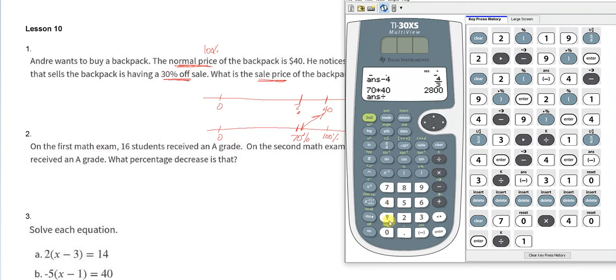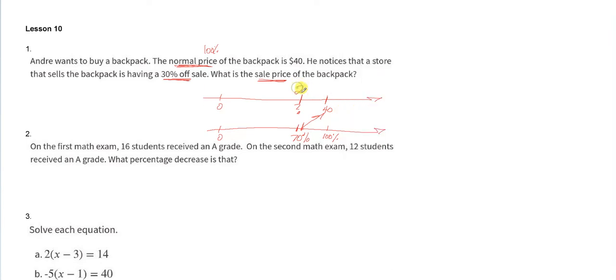And we're expecting a number a little bit less than 40. And if it's not, then we know that we've typed something in wrong, we've done something wrong. So 28. Does the number 28 look like it could go in that spot on the number line? Yeah, that makes sense. So the price of the backpack is 28. Okay, faster way to get that, you could just do 0.70 multiplied by 40. That's another way to do it, 70% of 40.